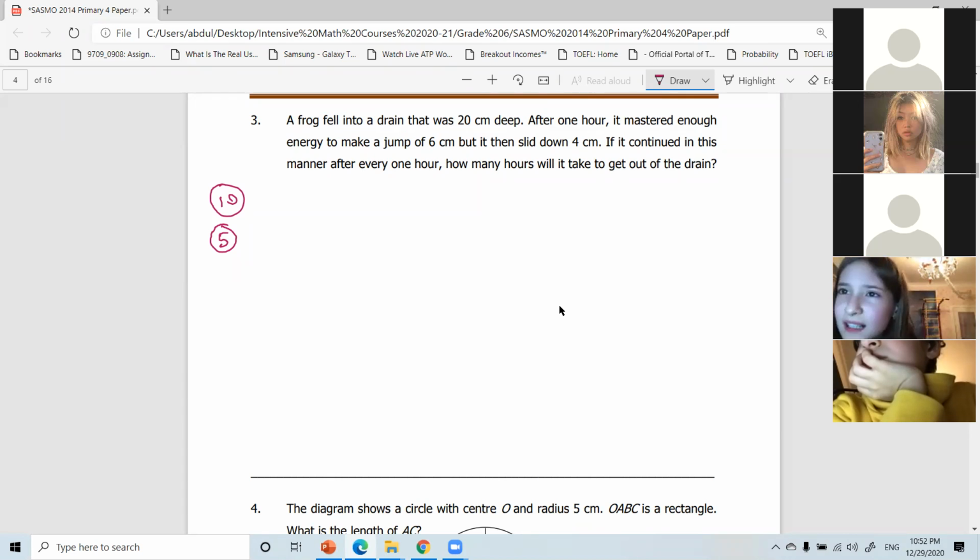Because in 1 hour, the frog has enough energy to jump 6 centimeters, but then it slides 4, so 6 minus 4 is 2. So 2 multiplied by 5, it's 10. Every 1 hour, it will go up 2 centimeters. Oh, no. It's 10 hours. Okay, 10 hours. Any different answer?